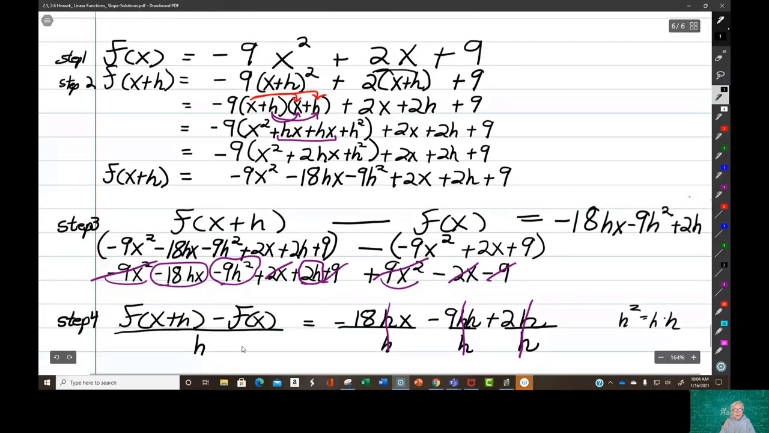This is not easy. You have to be very, very careful. The most dangerous step is right here, parentheses x plus h squared. You have to write out x plus h times x plus h, and then multiply the two binomials the way I did it here, or use the FOIL method. But what I did was the FOIL method. It just doesn't look like the FOIL method, but it is.